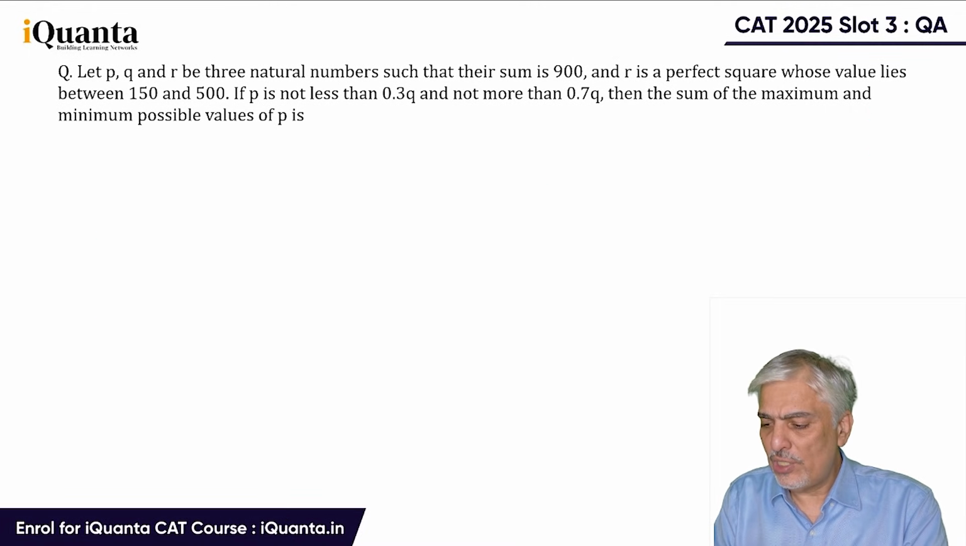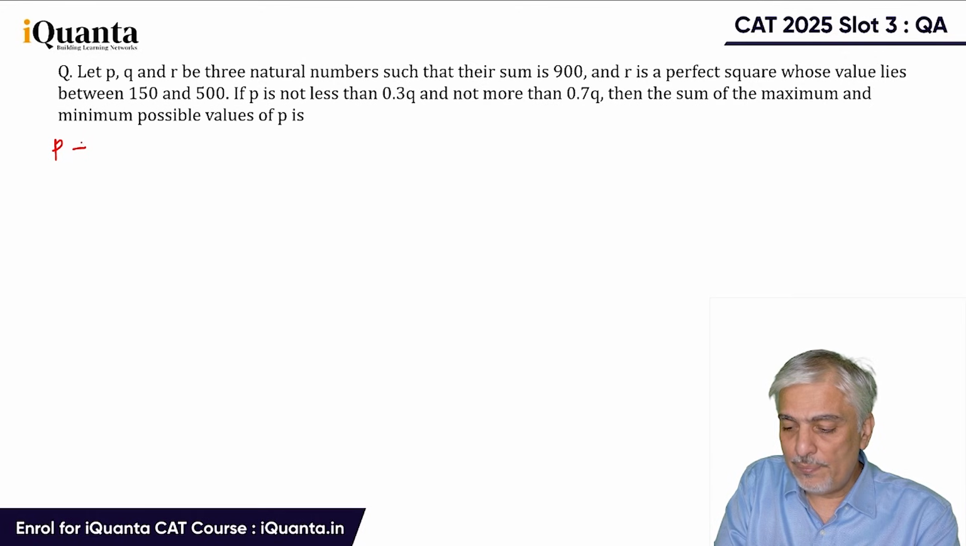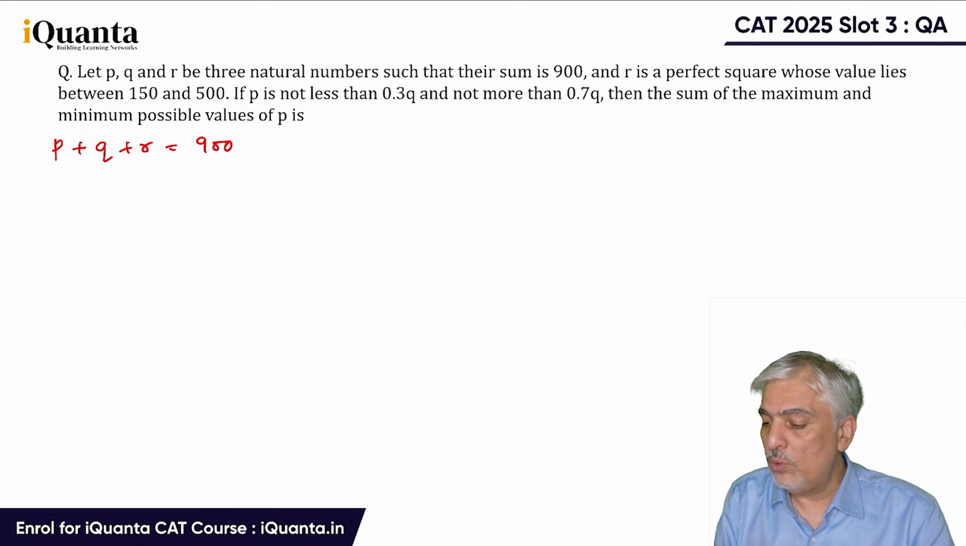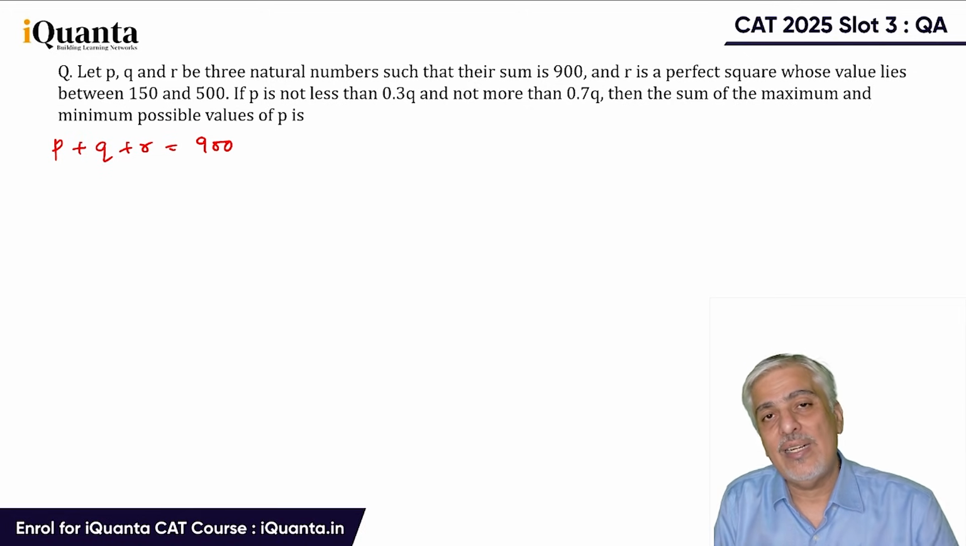Let's have a look at the next question. I would say one more difficult question. They've told us P, Q, R are three natural numbers, so their sum is 900. So P plus Q plus R is 900, where R is a perfect square whose value lies between 150 and 500. So R lies between 150 and 500, but R is a perfect square.